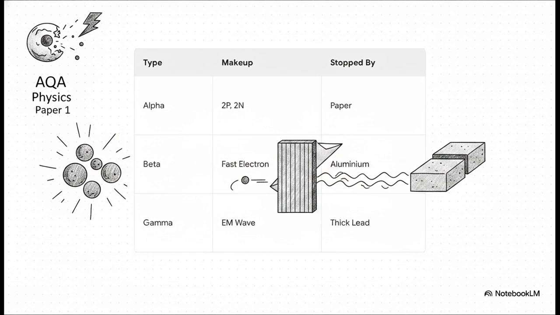Beta radiation is a super fast-moving electron ejected when a neutron turns into a proton. It's moderately ionizing and can be stopped by aluminium. Finally, gamma. Gamma is an electromagnetic wave emitted by the nucleus. It has very low ionizing power but massive penetrating power, really only reduced by thick lead or concrete.